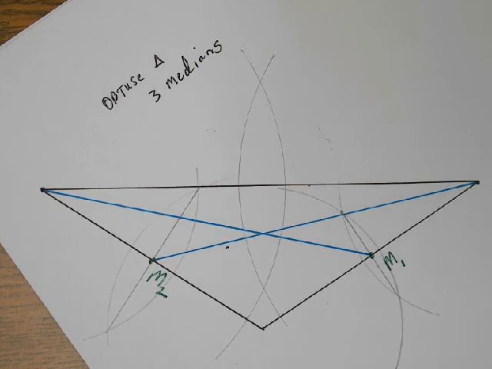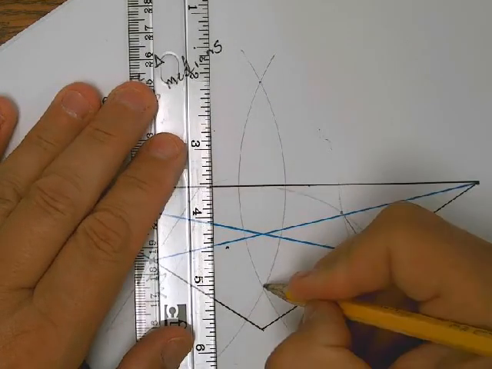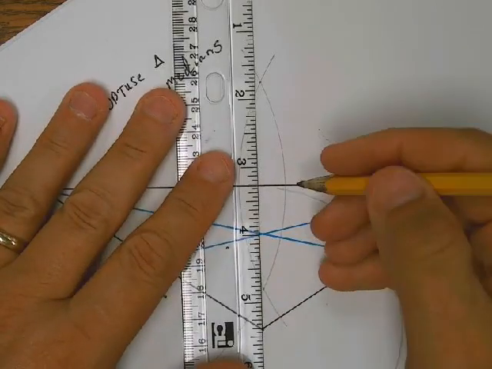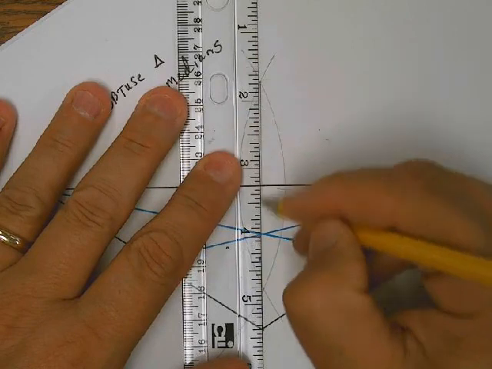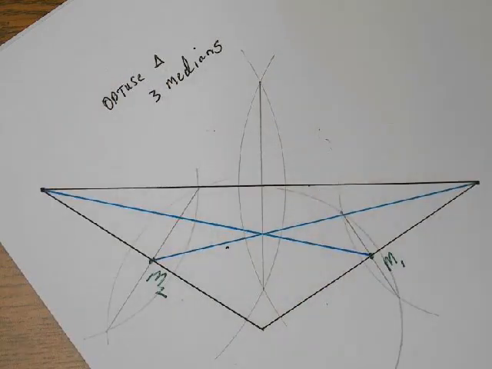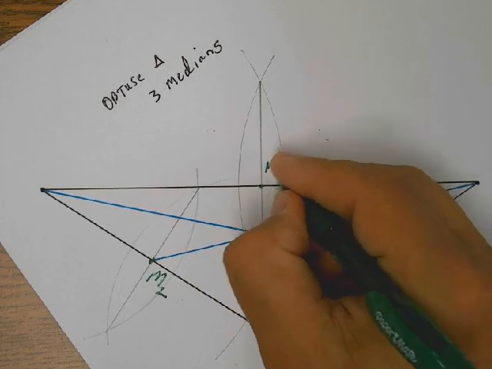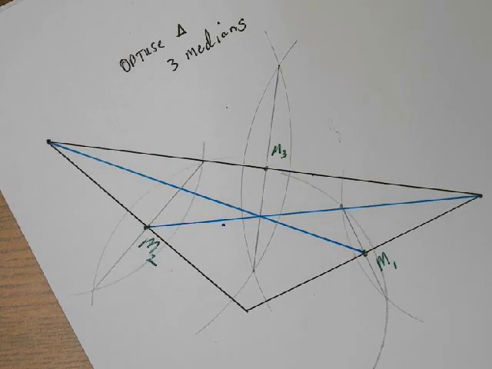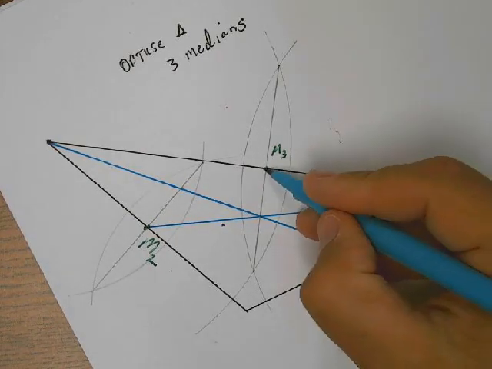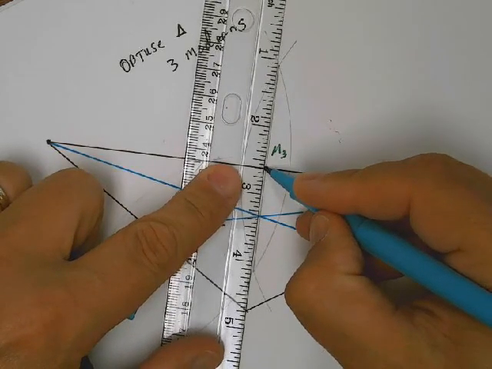Make a dot and connect. Where it intersects is M3. Now we connect that to the opposite vertex, and it should be concurrent.